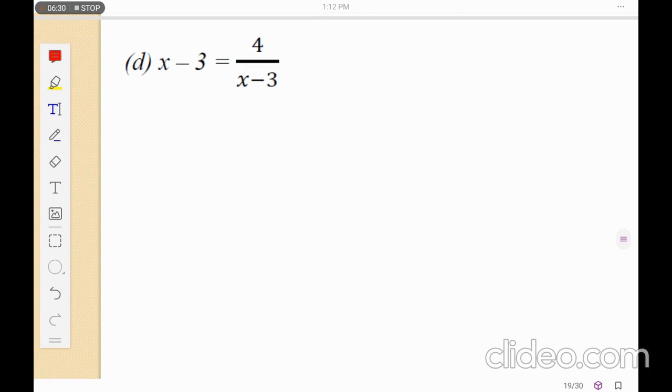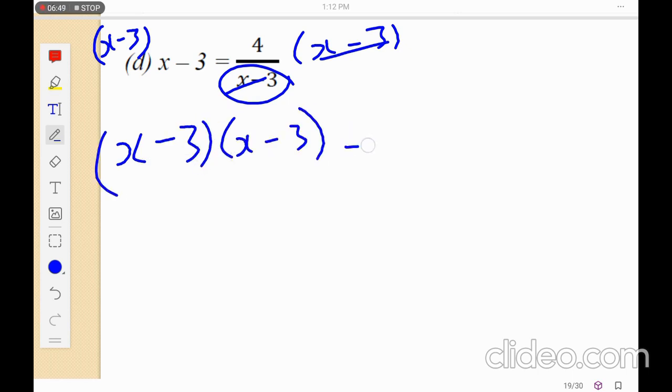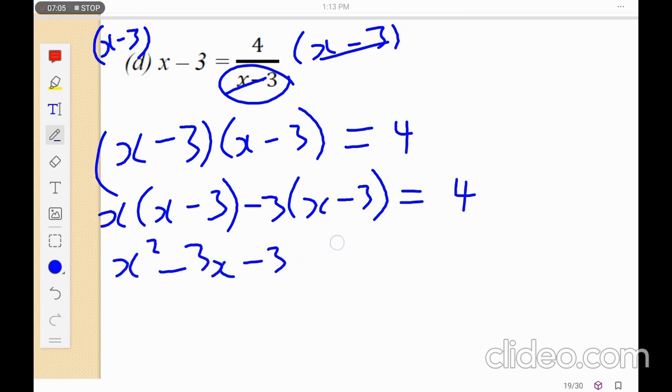Okay, so we also multiply both sides with this denominator, x minus 3. This side they cancel off each other, and we have x minus 3 multiplying x minus 3 is equal to 4. Okay, let's remove the brackets. x by x minus 3 minus 3 by x minus 3 is equal to 4. Okay, I'll get x squared minus 3x minus 3x plus 9 is equal to 4.